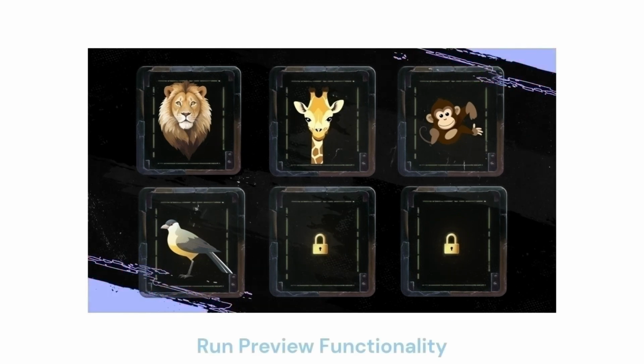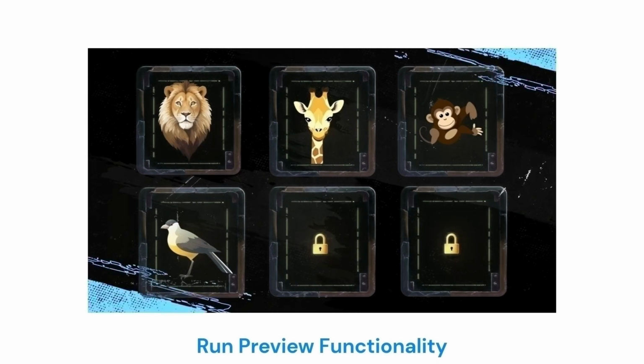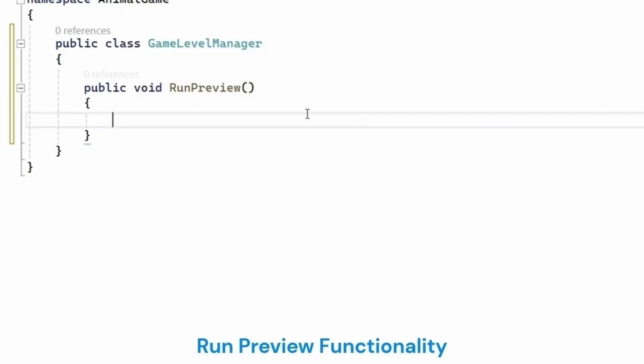Suppose we are making an animal game with multiple levels. In each level, we introduce a new animal. Whenever a new level is unlocked, we run a preview that highlights the unique features of that animal. Let's implement this run preview functionality.